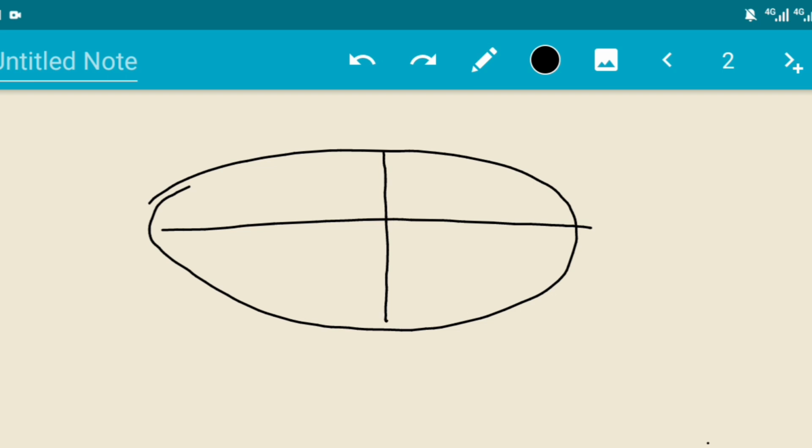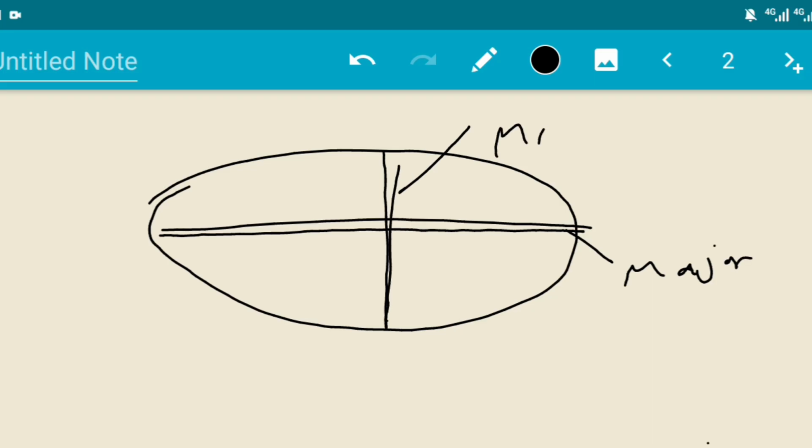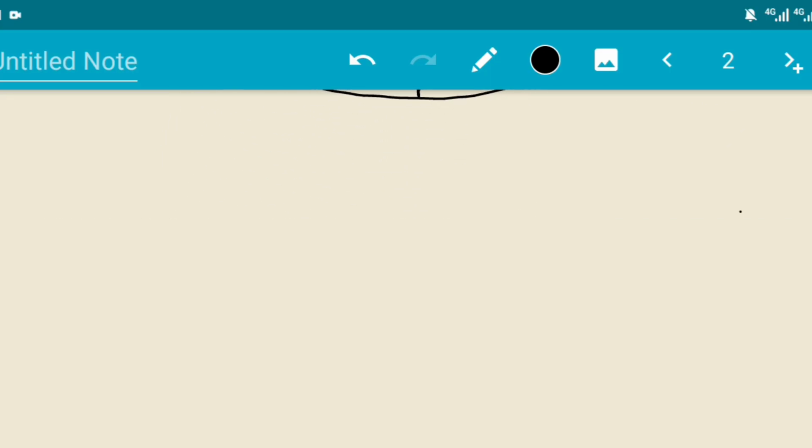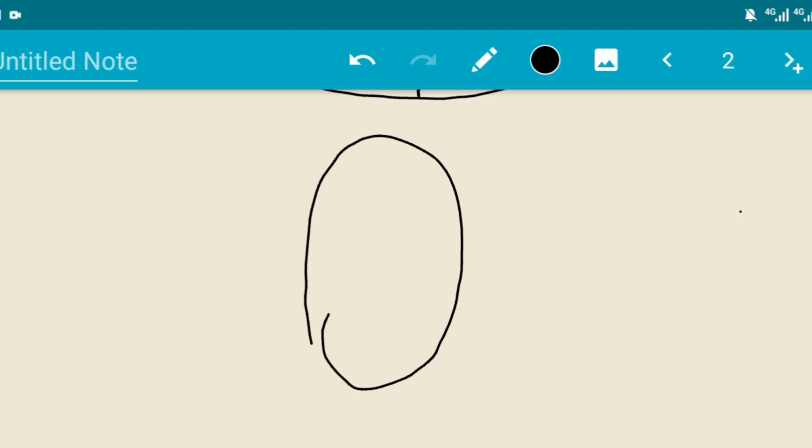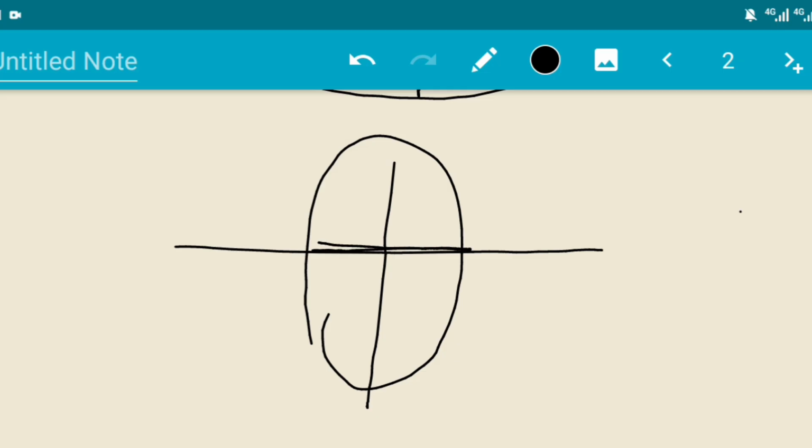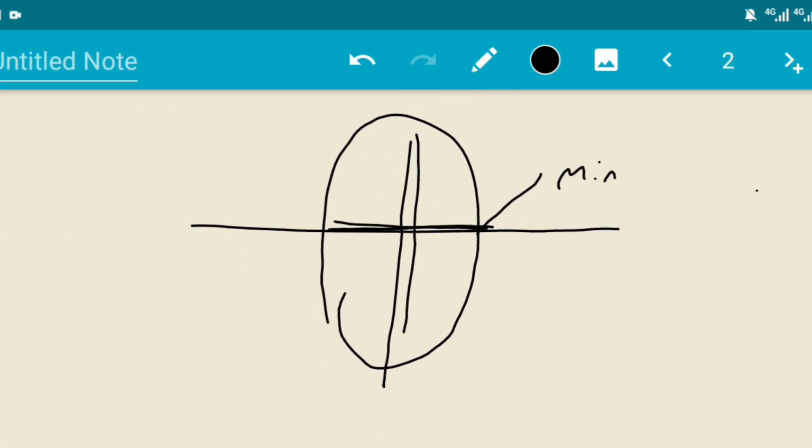So this whole thing is the major axis in this case. It's the major axis. Then this is the minor axis. So if the same ellipse is oriented like so, then this here is your minor axis, and this here is your major axis.